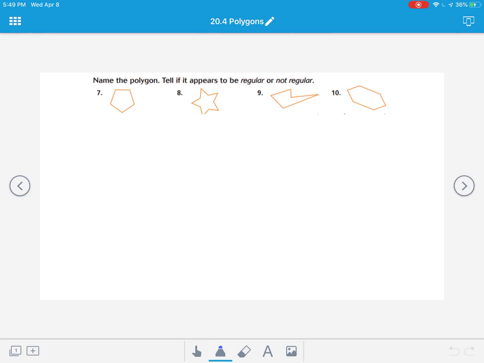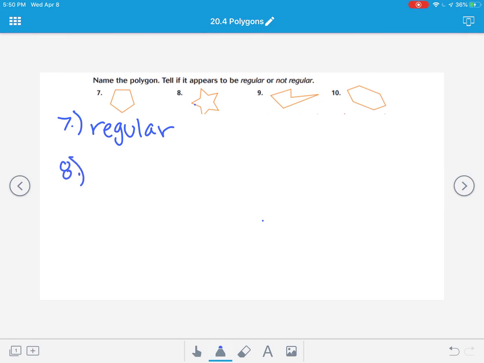All right, let's continue. For this set, we're going to tell if it appears to be regular or not regular. So that's all we have to do for this one. Remember, regular means they have the same length of sides. Not regular means they are different length sides. So number 7, looking at this pentagon with 5 sides, it appears that all of the side lengths are the same. So would that be regular or not regular? It should be regular. Number 7 is regular.